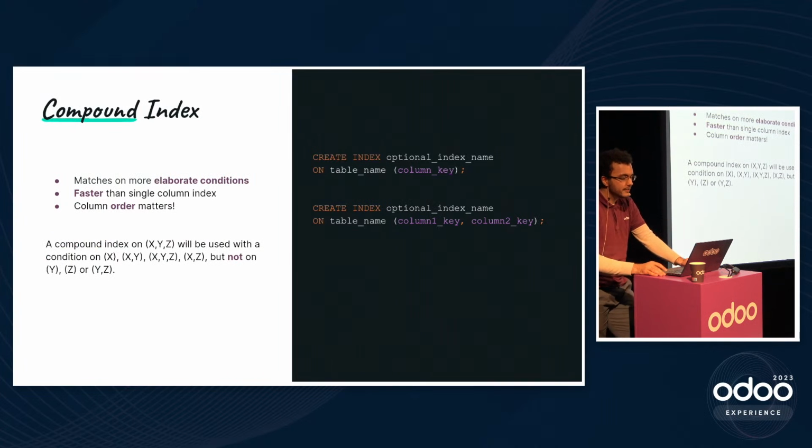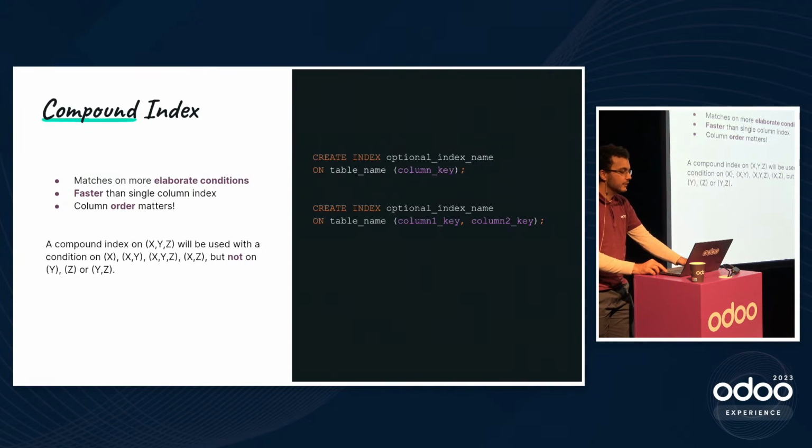Compound indexes are indexes that match where queries have multiple columns and multiple conditions. They are more specific and usually faster. If you have an index that's too general and a query that needs to fetch, let's say, 20% of the data, you still need to scan 20% of the table. But if you have a more elaborate index that matches the query more specifically, and that index can say, hey, you need to fetch only 5% of the table, it turns out it will be faster because you scan less data.